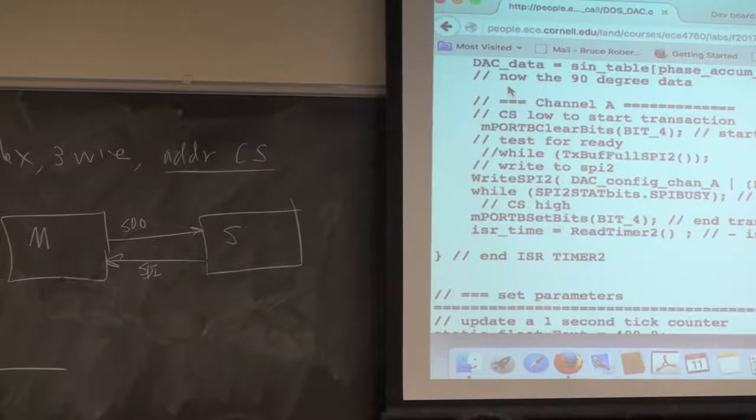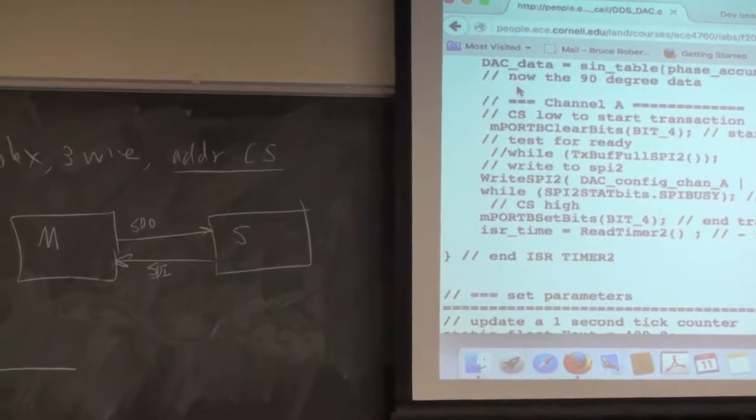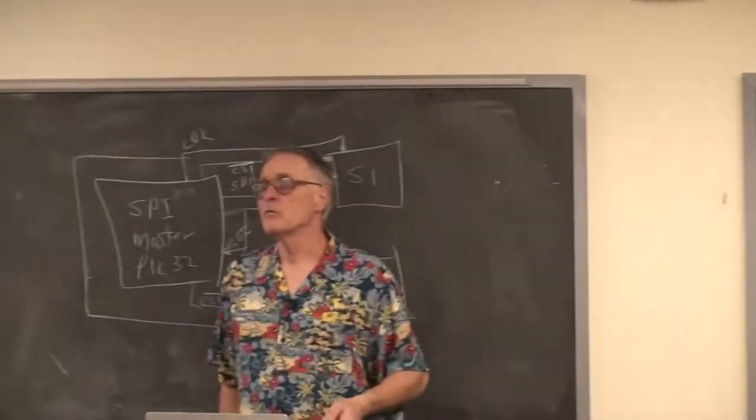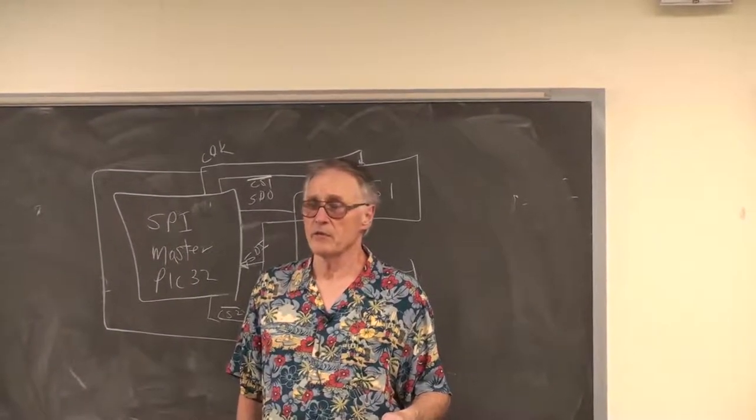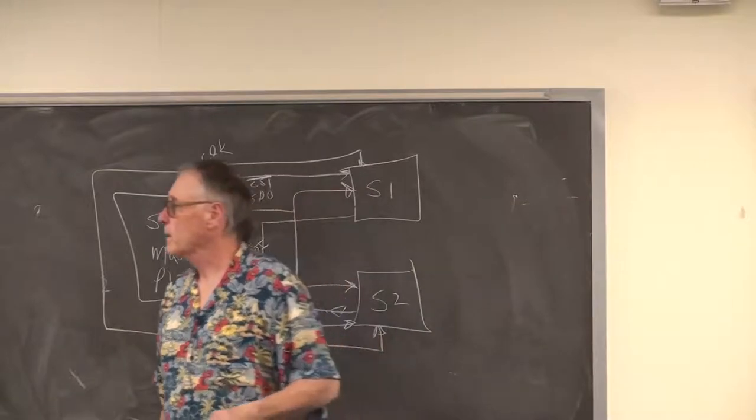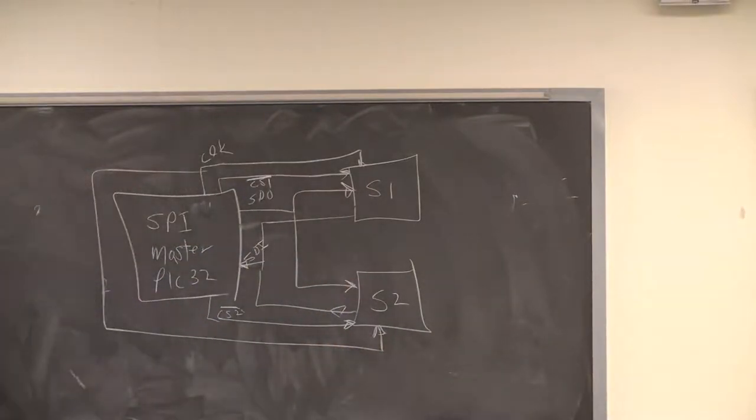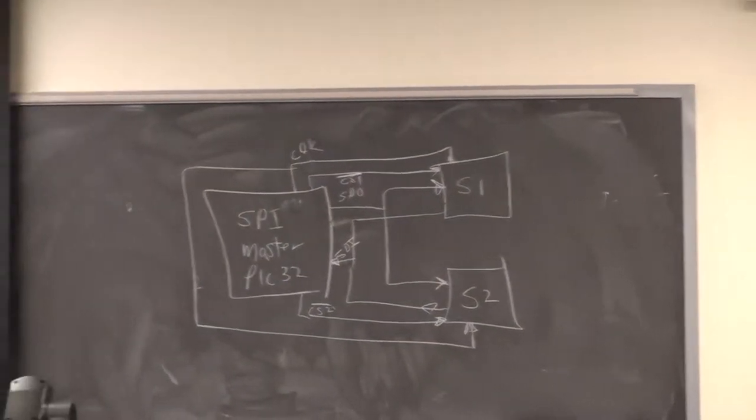So you're going to wait, then end the transaction, and when you end the transaction, the voltage will appear on the pin of the DAC. And you could do that for stereo. You could do that for each channel. You have to do a separate transaction for each channel. But it's pretty easy to use.